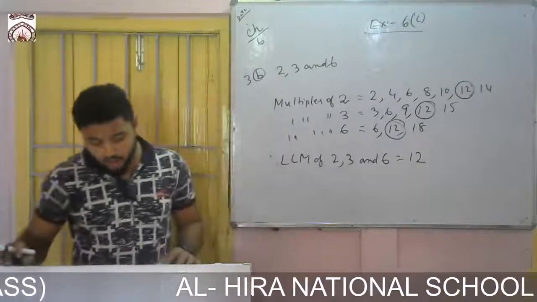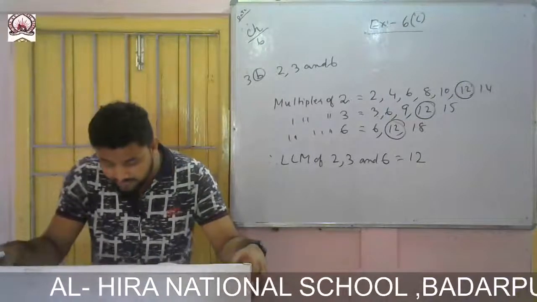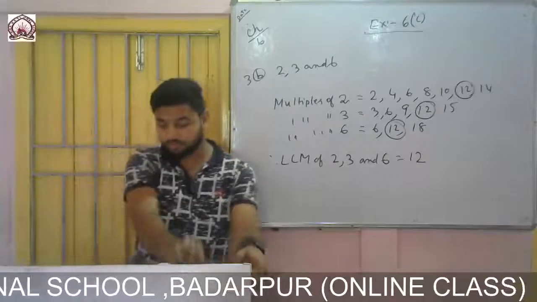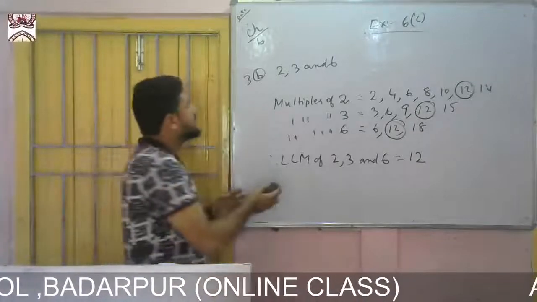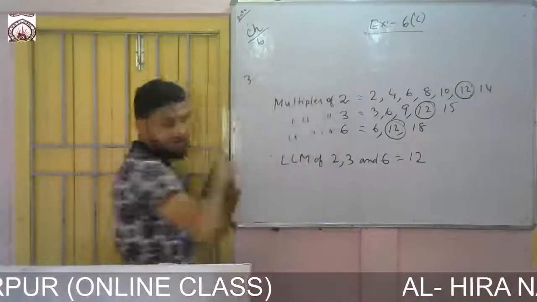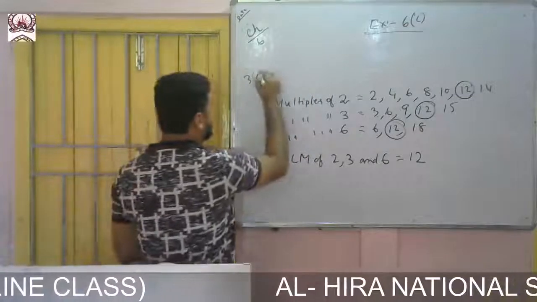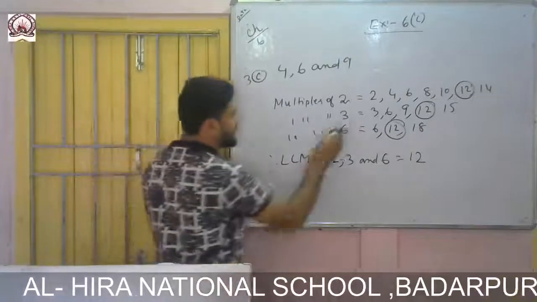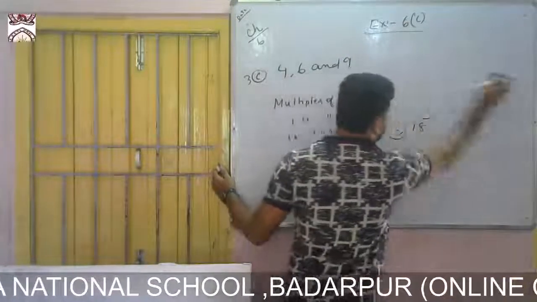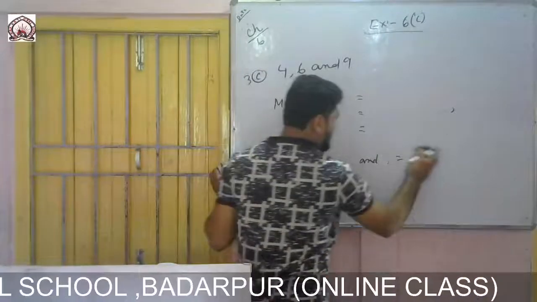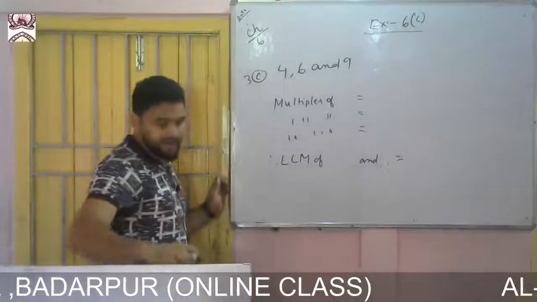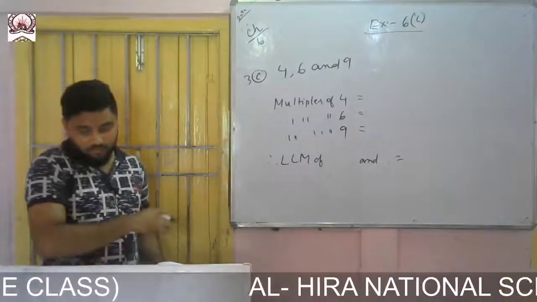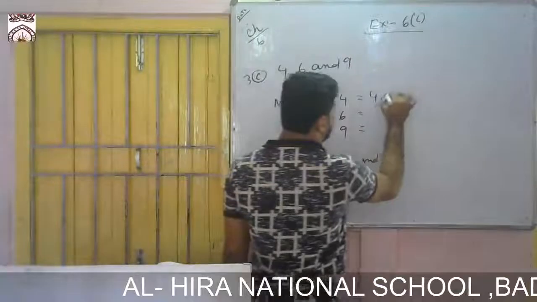Now come to question number 3c. So question number 3c, what is there? 4, 6 and 9. 4 1s are 4, 4 2s are 8.